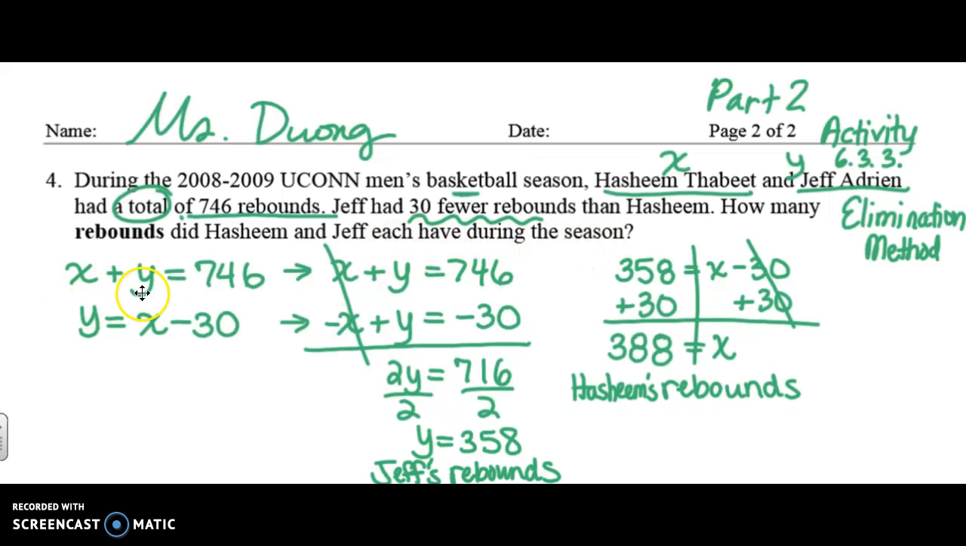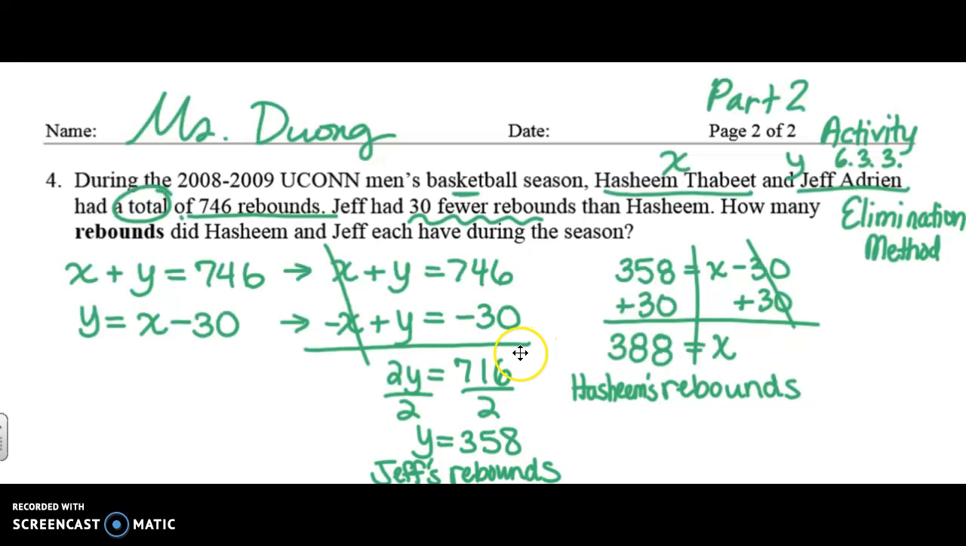So I set x plus y equal to 746. And my second equation, since Jeff had 30 fewer, I put Jeff as y equals x minus 30, where x represents Hashim. I had to rewrite the bottom equation. I could have rewritten the top equation, but I decided to keep it the same.